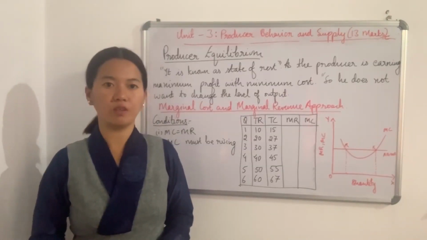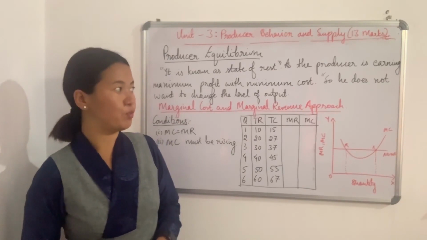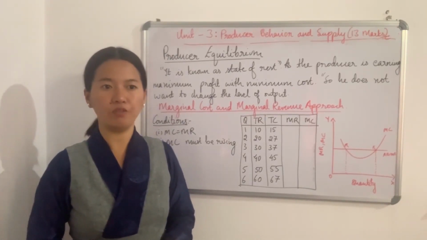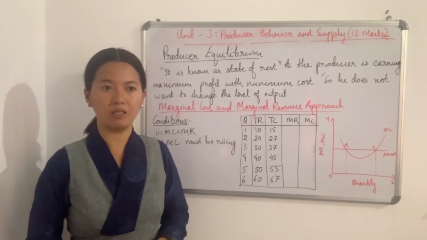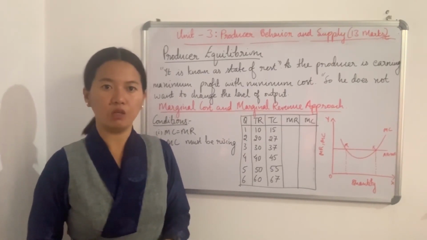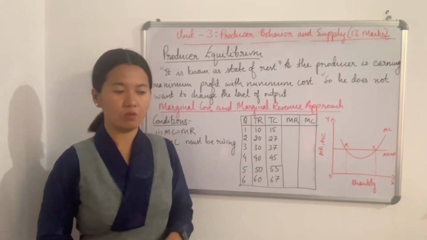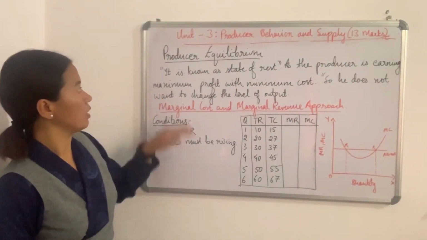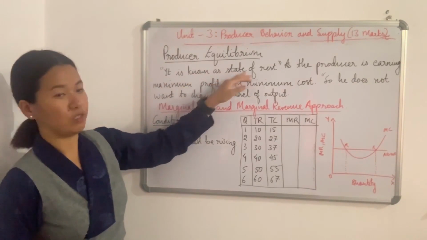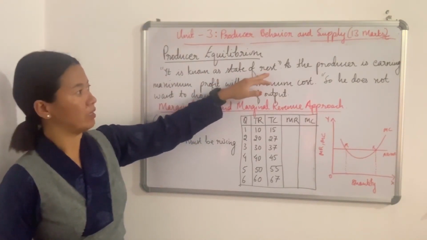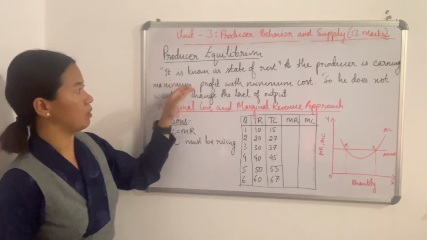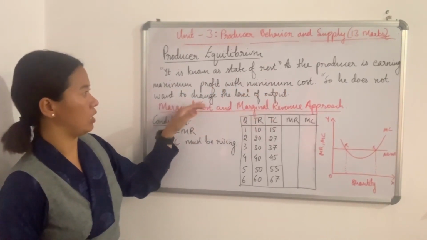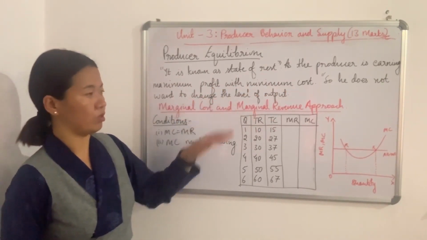The next important concept which we are going to learn is producer equilibrium. This is a very important concept as it often comes for 6 marks and it may also come for 3 or 4 marks. So first we will go to the meaning of producer equilibrium. It is known as the state of rest, as the producer is earning maximum profit with minimum cost. So he does not want to change the level of output.